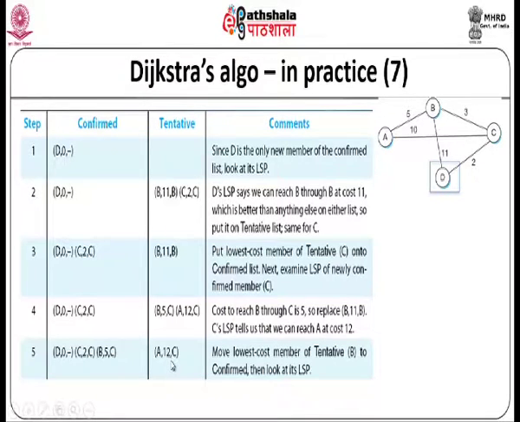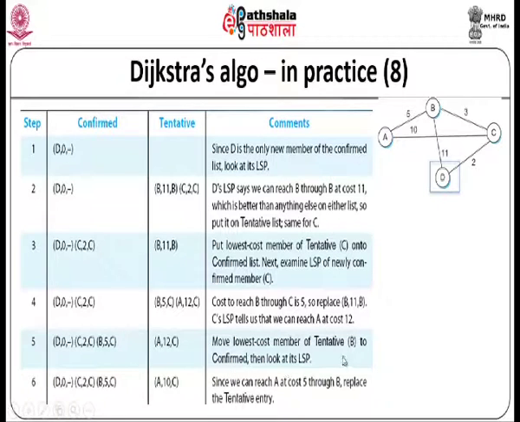So you move the least cost member of the tentative list, B, to the confirmed list and then look at its LSP. Now with respect to A, look at what happens. The earlier cost we had was 12C. Now the cost of B to A is 5, and there is a cost of 5 to reach B. So 5 plus 5, 10 is the cost now to reach A. So now you update this value as A comma 10 comma C, right. So this becomes a tentative entry.